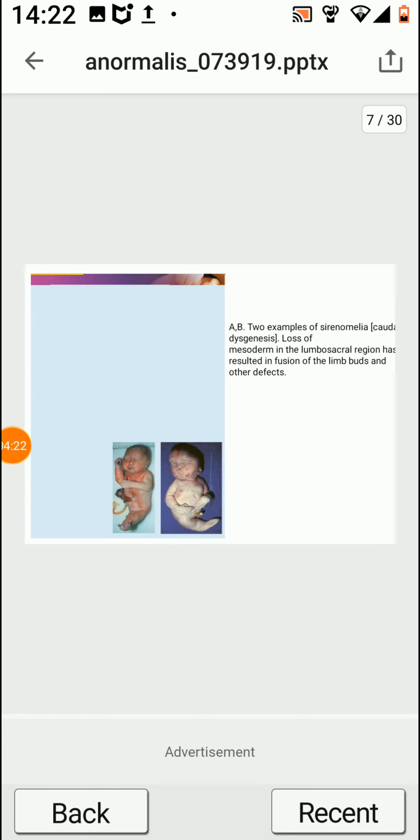So what happens is that we have the mesoderm in the lumbosacral region getting lost. When it gets lost, we have the limb buds getting fused. Because the limbs arise from the limb buds, when they get fused, you're going to have the limbs also fused. That is when you're going to have a mermaid appearance.